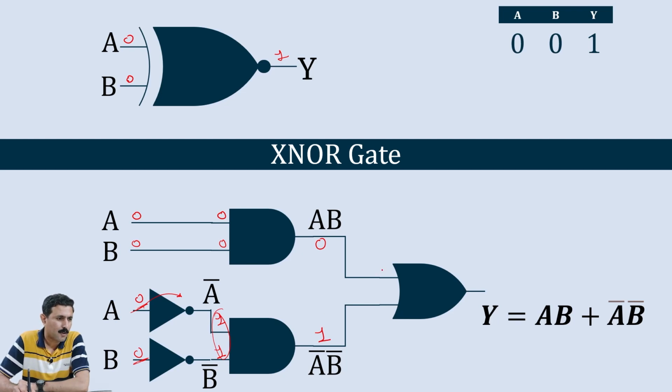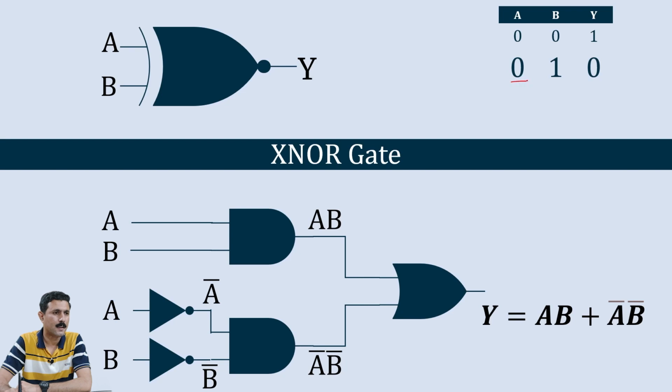So the input to this OR gate is 0 and 1. So 0 plus 1 will get 1 in output, and that is why we are having 1 in output. When both the input is 0, the output is 1. Now here A is 0, B is 1. So we'll use A0, B1 and the output is 0.